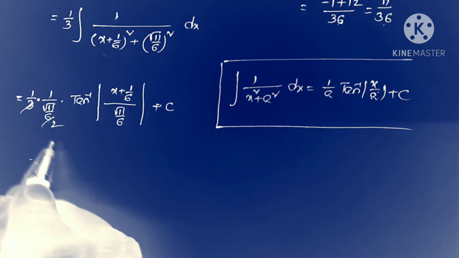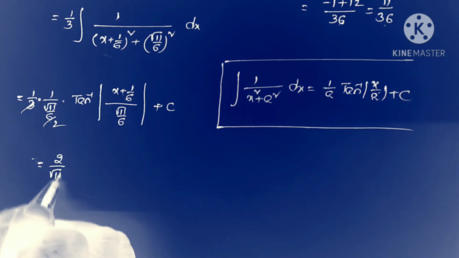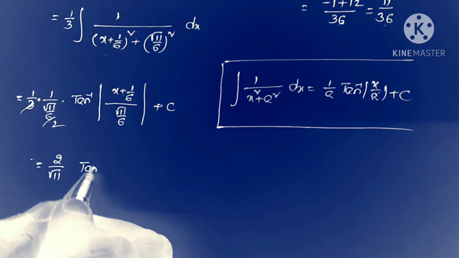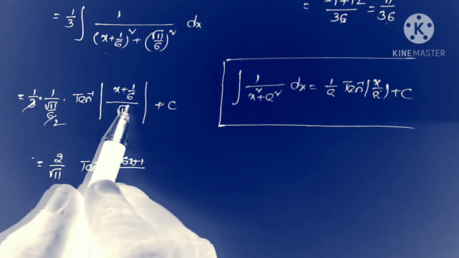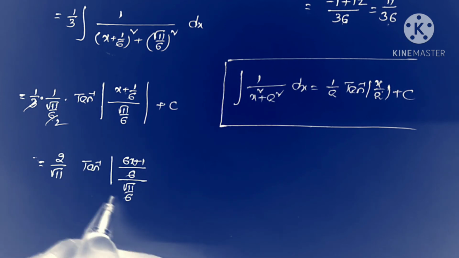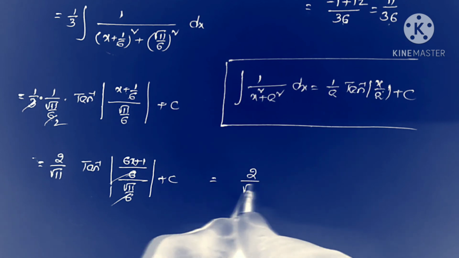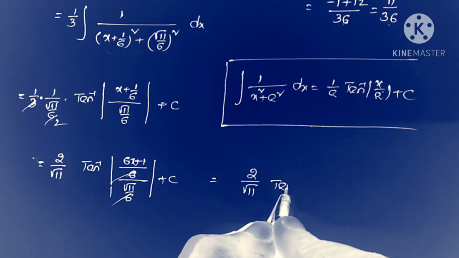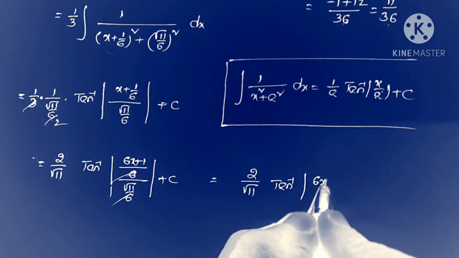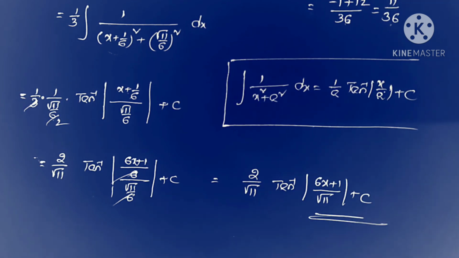And this is equal to 1 by root 11 by 2, that is 2 by root 11 into tan inverse of, taking 6 LCM here, (6x plus 1) by 6 by root 11 by 6 plus c. Therefore the answer is 2 by root 11 into tan inverse of (6x plus 1) by root 11 plus c. That's all. This is the answer.